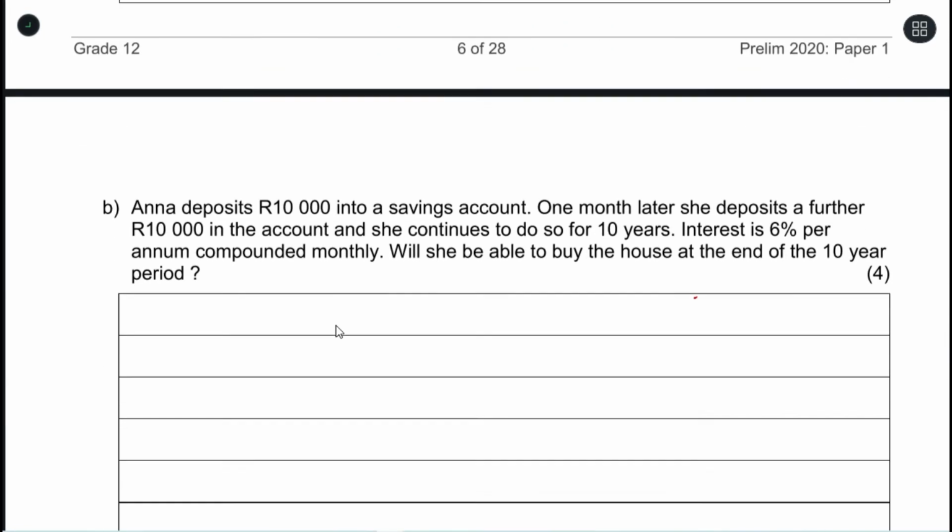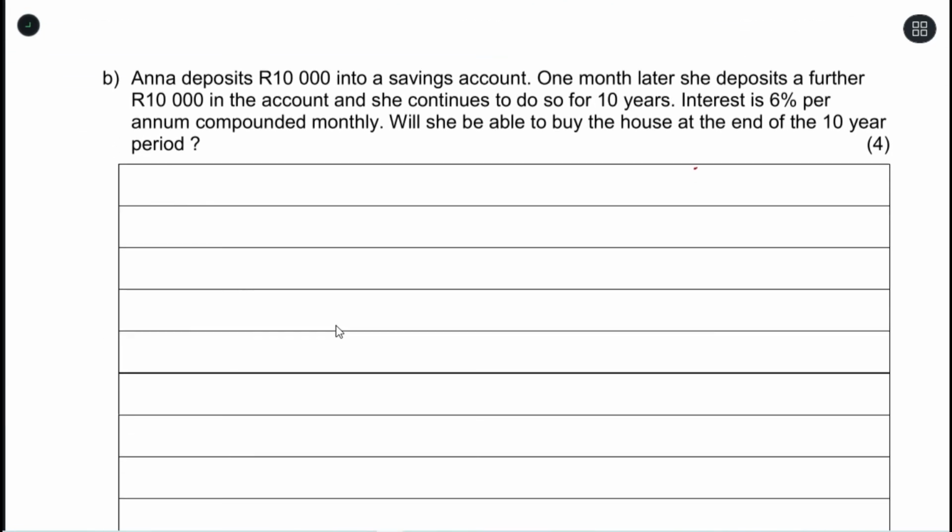Now, the next question here says, Anna deposits 10,000 into a savings account. 1 month later, she deposits a further 10,000 in the account, and she continues to do so for 10 years. The interest is 6% per annum compounded monthly. Will she be able to buy the house at the end of the 10-year period? So with this type of question, we use future value to help us find our answers, right? So the formula for future value is this.